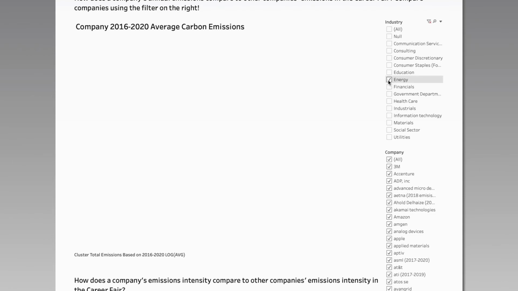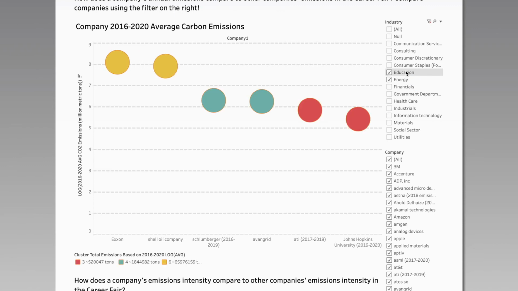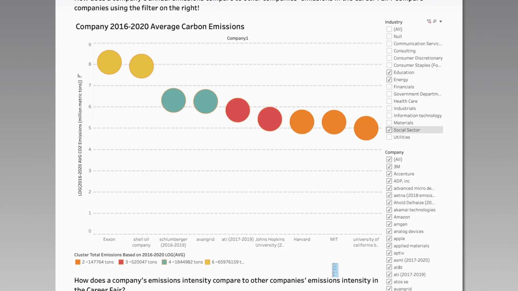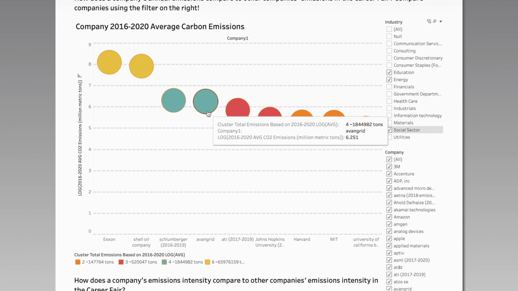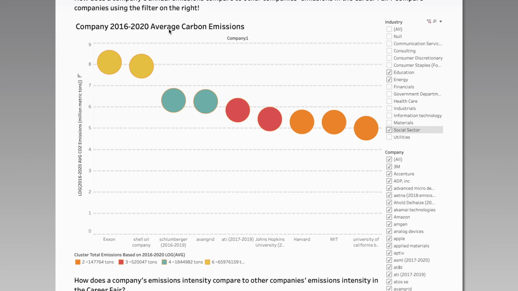You can unclick all and then add the specific ones that you want to look at, such as perhaps energy and education. And this adds the companies that are included in our analysis that are in that specific industry. And then you can look at how they compare across industries, to each other. And by going over the circle, you can look at the specific amount of carbon emissions that that company is producing. And this data point is an average of carbon emissions between 2016 and 2020, so over the past 4 years.